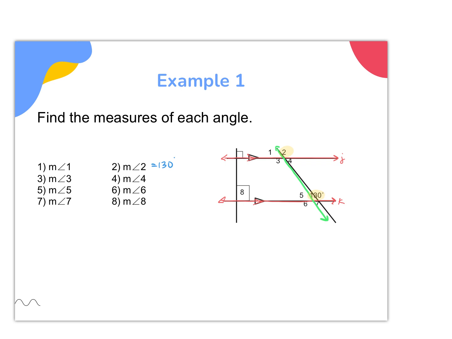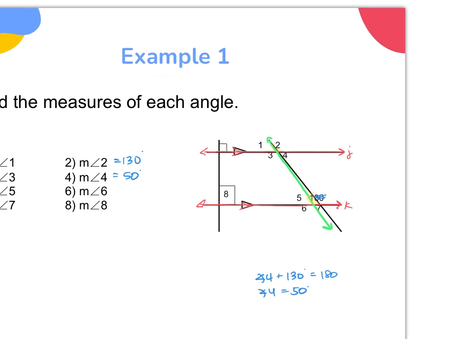Then I know the same side interior angles must be supplementary. So I know that angle 4 plus the 130 degree angle must equal 180. That means, using subtraction property of equality, for example, that angle 4 must be 50 degrees. So I know that angle 4 is 50 degrees. Well, now that I have angles 2 and 4, believe it or not, I basically can solve every question here, and I'm going to show you why.